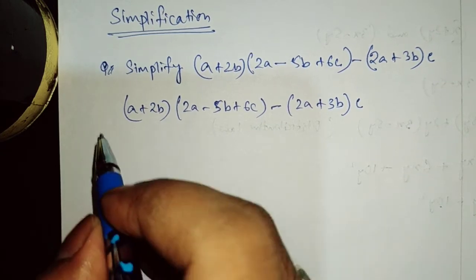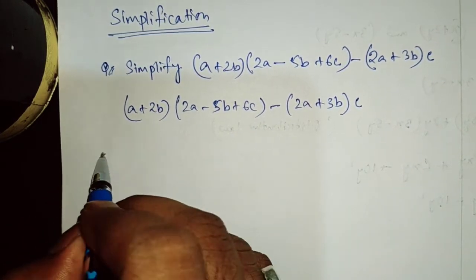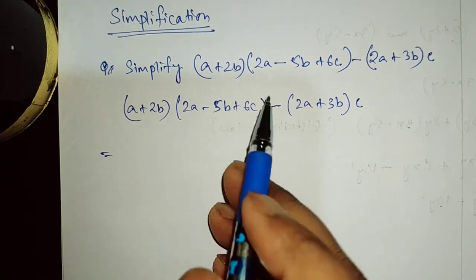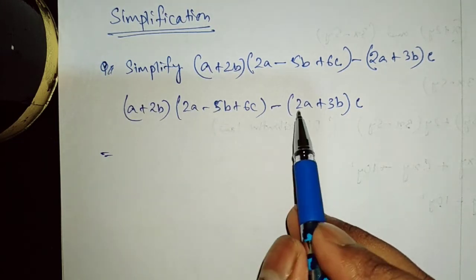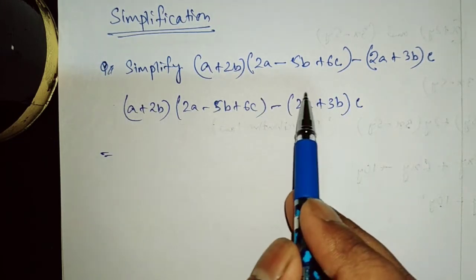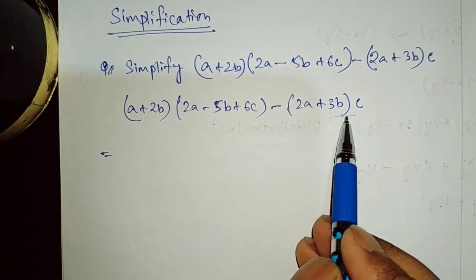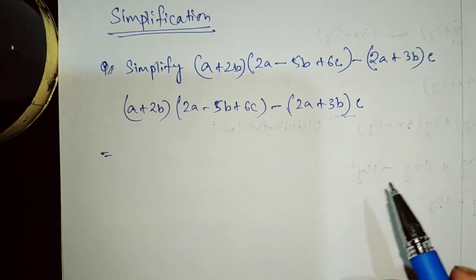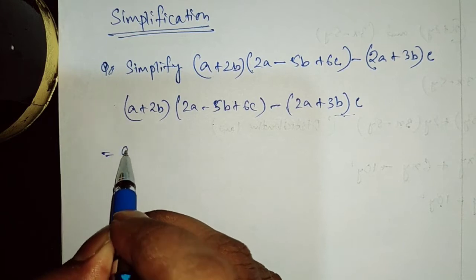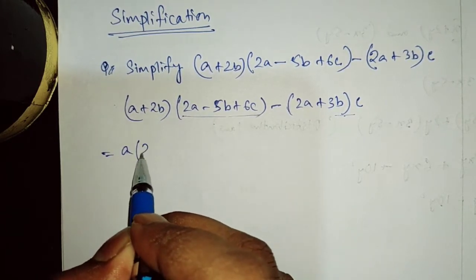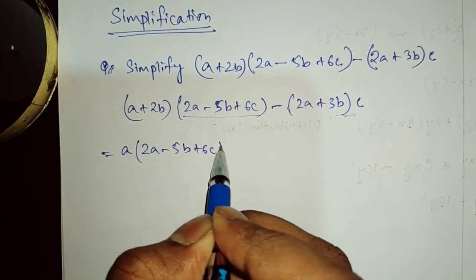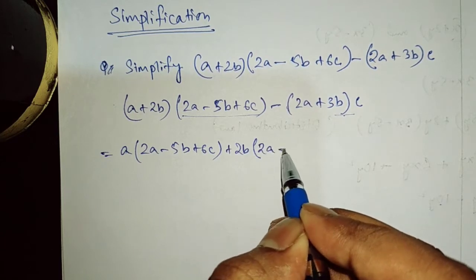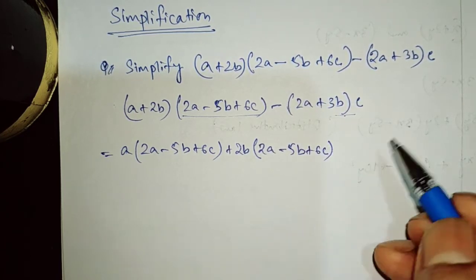Okay, so what we have to do, we have to apply the distributive law here for this multiplication. First we will solve the multiplication parts. This part and this part, these two parts have multiplication. So first we will separately solve these two parts, then we will go for addition and subtraction. So here we can see that a times this trinomial 2a minus 5b plus 6c, plus 2b times 2a minus 5b plus 6c.